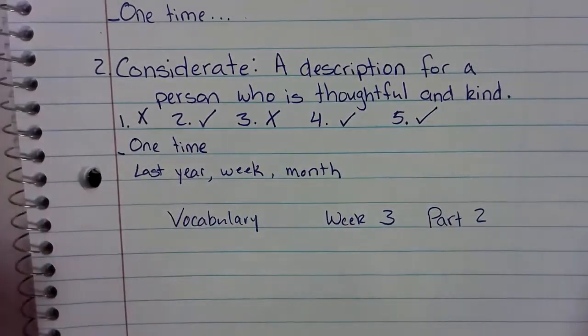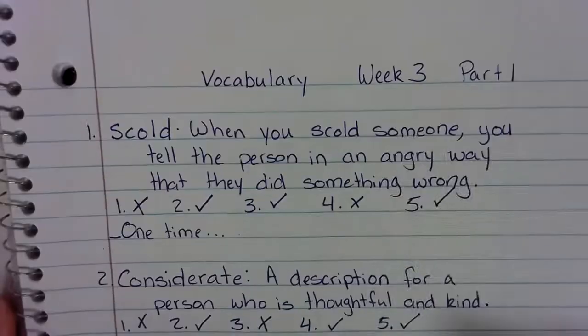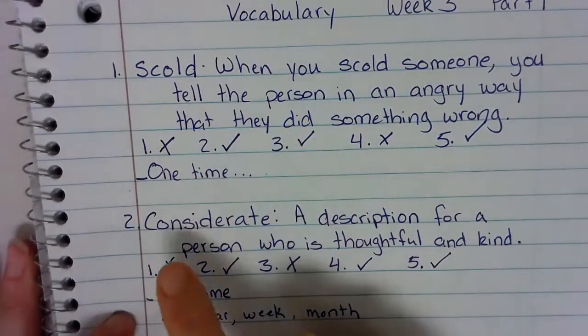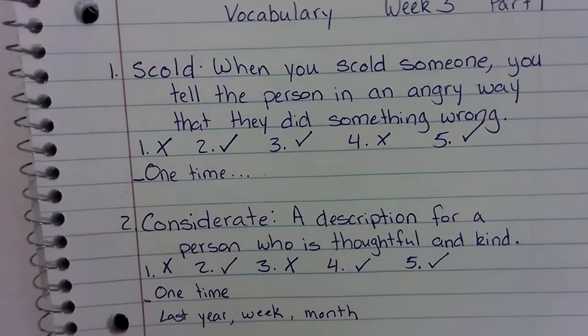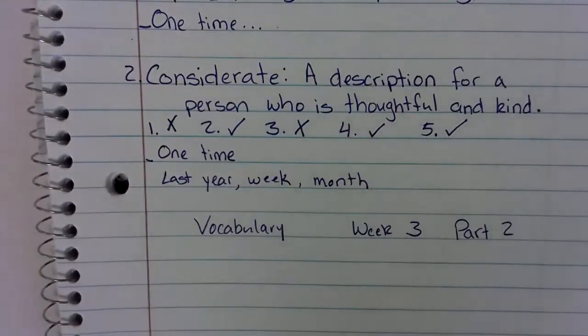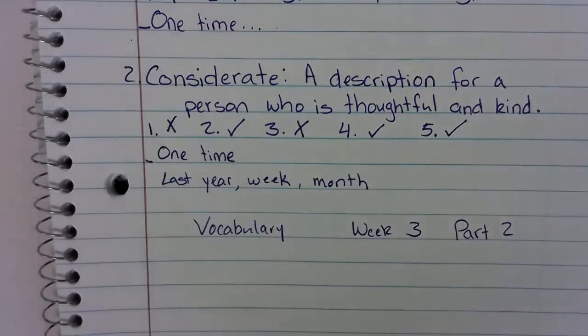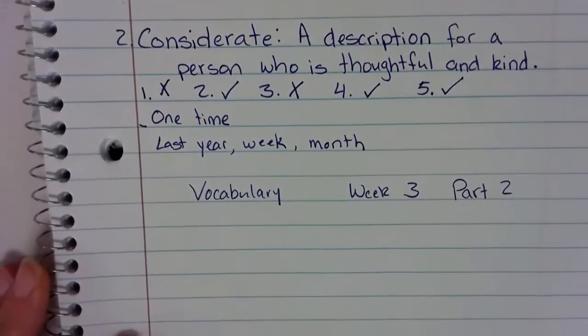If you didn't see it already, you might want to go back and look at vocabulary week 3, part 1, where we learned scold and considerate. Again, you're going to need a notebook and a pen or pencil. I'm using my reading notebook and a pen. Feel free to pause at any time so that you can write down anything that I write in my notebook.